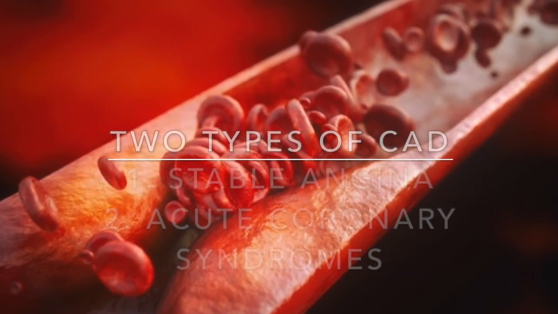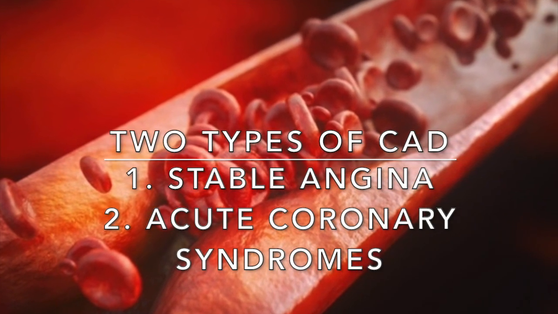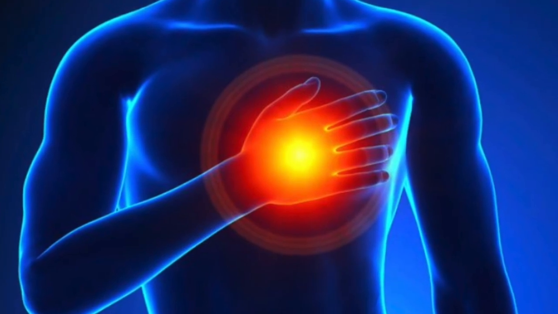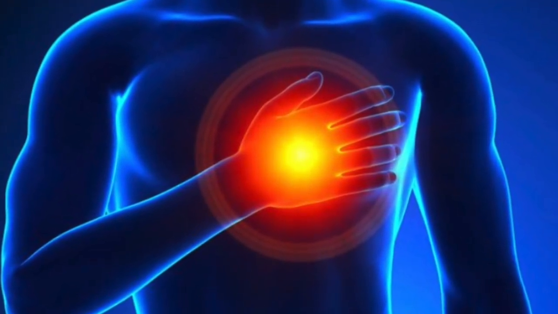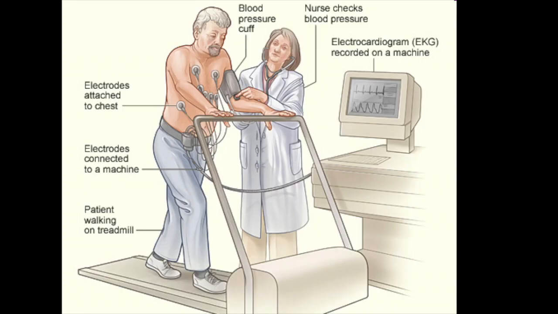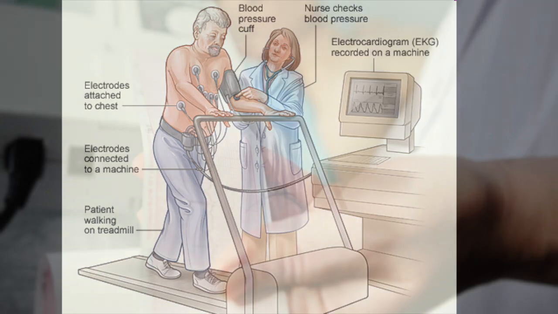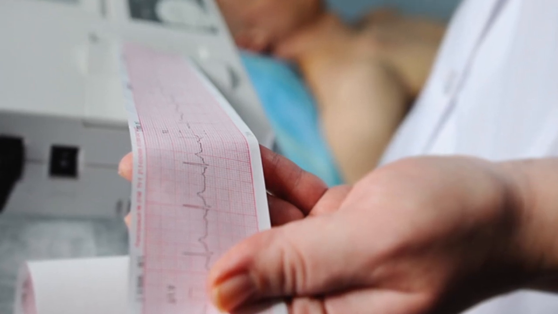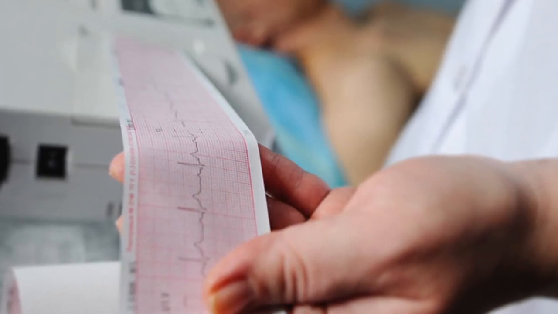There are two major forms of CAD: stable angina and acute coronary syndromes. In stable angina, an individual who has narrow coronary arteries may be asymptomatic at rest, but with exercise, they can experience angina, which is chest pain. When the person stops exercising and returns to the resting state, the angina will stop after a few minutes. To diagnose stable angina, we can actually induce the symptoms of chest pain in a controlled environment and obtain evidence of ischemia as an ST elevation in the EKG. After we obtain this EKG, we reduce cardiac workload by resting the patient and taking another EKG, which in turn will show a normal EKG without that ST elevation. This is called an exercise stress test.